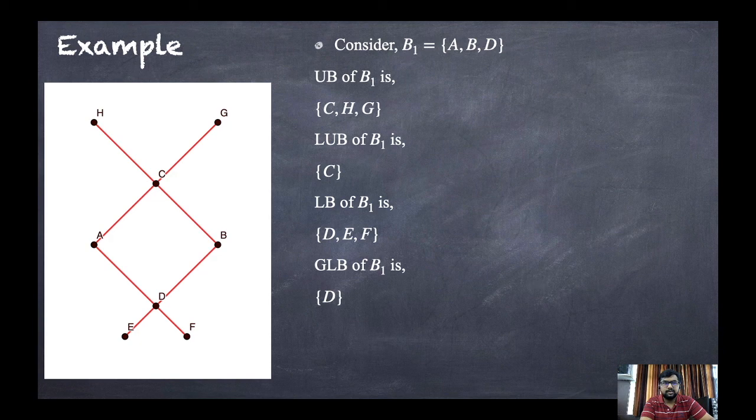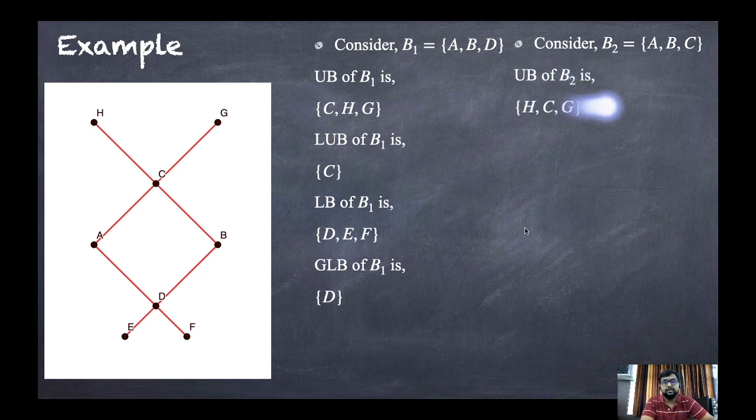Now next consider the second set, and the set is ABC. So see A, B, and C. This is also easy. Now what are the upper bounds? So the upper bounds for ABC, they are very clear. H, C, G. Yes, it is HCG. Now what is the least one? That means the lowest one amongst H, C, and G. So it is clear. It is C. So C is the least upper bound.